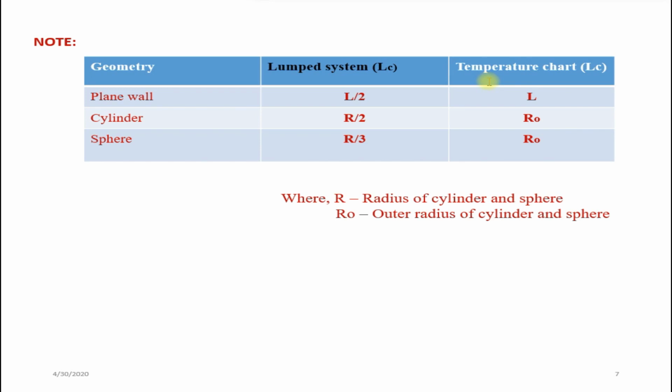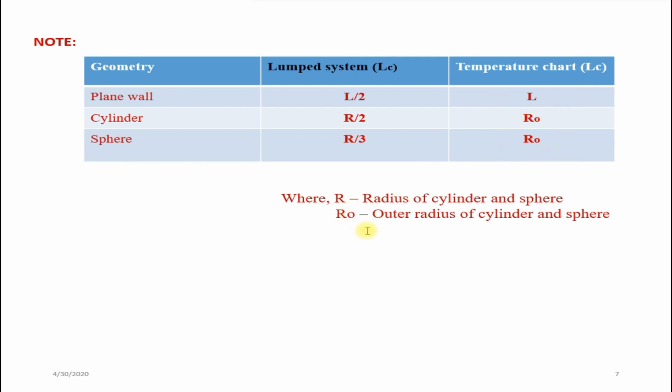For an infinite solid, the thickness is 2L, so 2L by 2 is L. For a cylinder and sphere, we have to take the outer radius as LC, the characteristic length. Please remember this, it is a very important point.